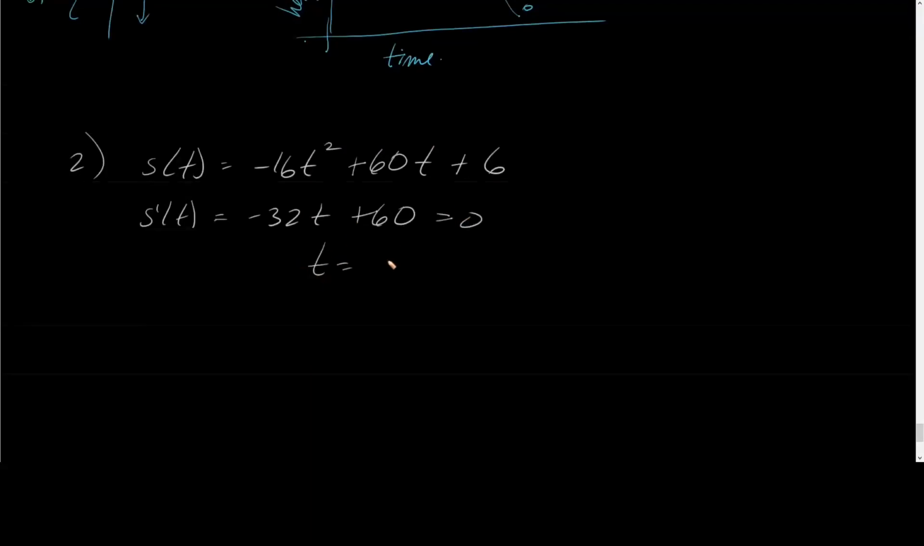So t is negative 60 over negative 32. Negative over negative is positive, 60 over 32. Well, they're both divisible by 4, so 60 divided by 4 is 15, and 32 divided by 4 is 8. And I already said negative over negative is a positive value. So this tells us that this happens when t is equal to 15/8. All right, that's the maximum value. That's the maximum height.